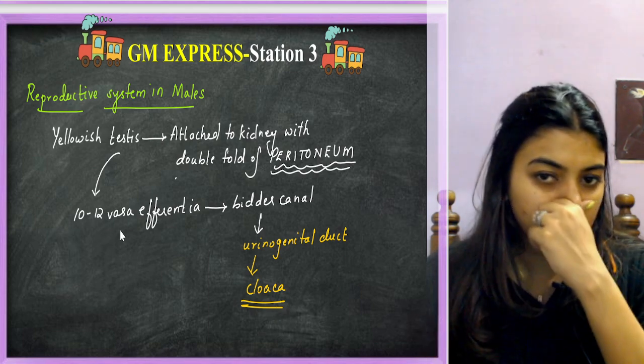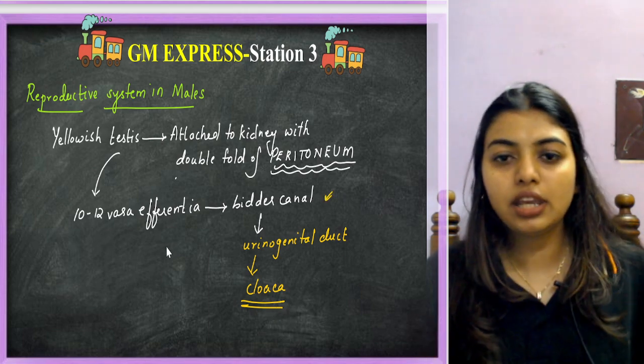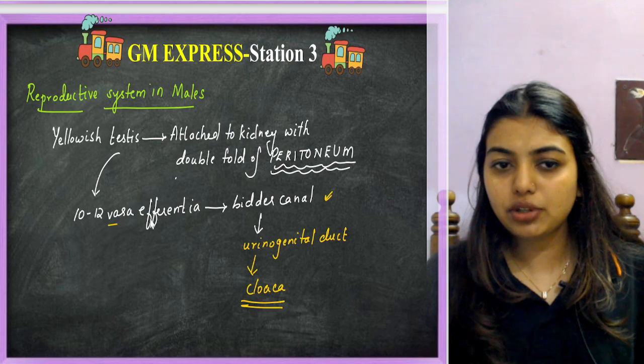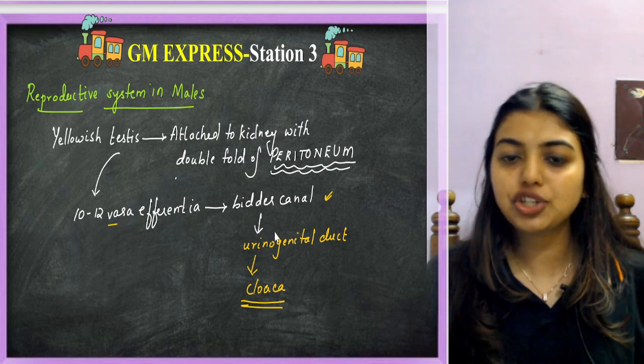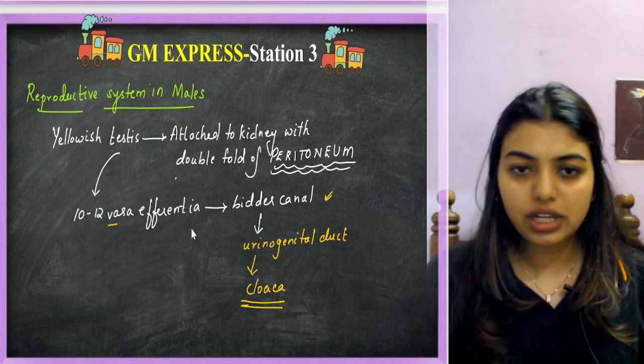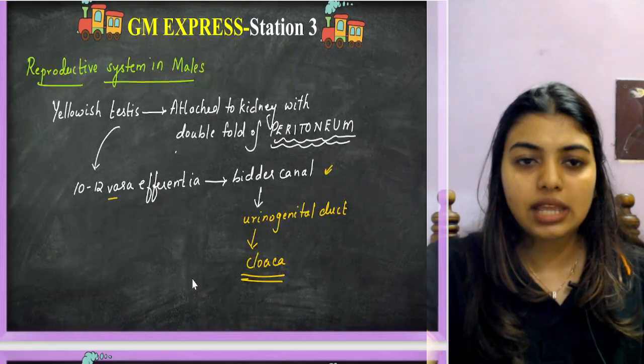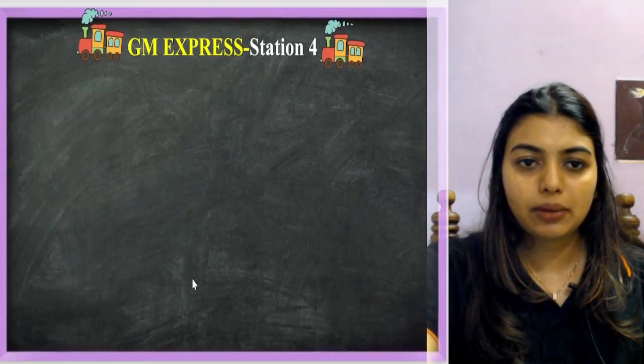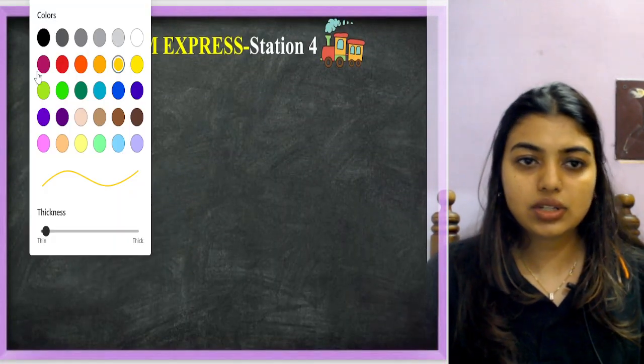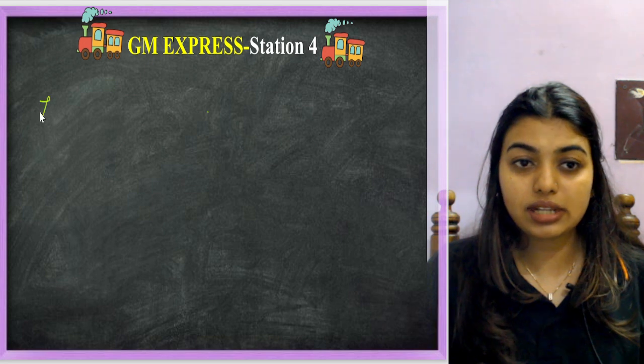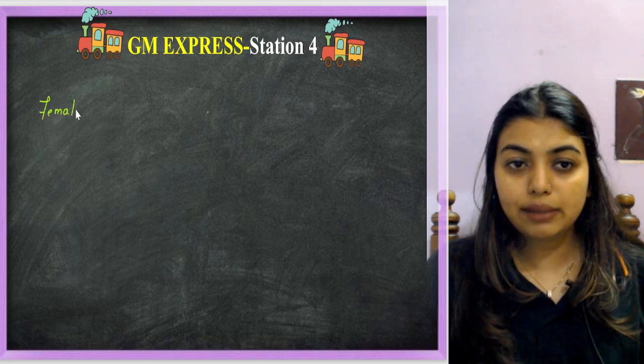Okay, that's all. This is your main. Now here you have to remember Bidder's canal. You have to remember peritoneum, you have to remember 10 to 12 vasa efferentia, and then you have to remember how they are transported. This is the transport. Then female. So students, here Ganpati is going, so that is why you will hear a lot of sounds and all that.